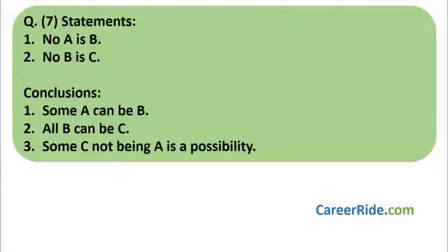Now again, in the conclusions we can find the words can be, possibility, so we have to use Venn diagrams. Let's start. Statement is no A is B. A, B. No A is B. No B is C. Again, no B is C. Conclusion, some A can be B. A and B relation is asked. It is given in statement number 1. No A is B. That means A and B are absolutely not connected. So how can we say that some A can be B?